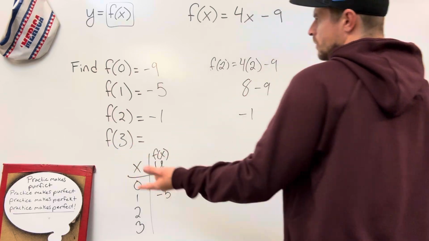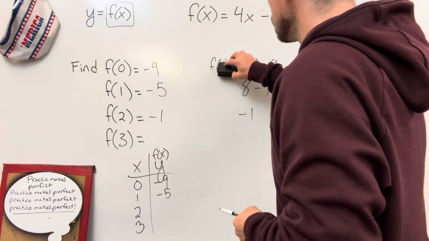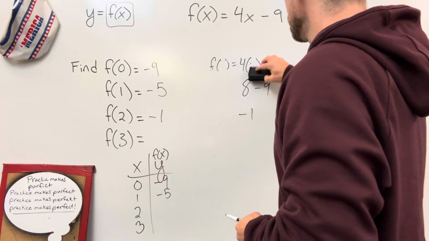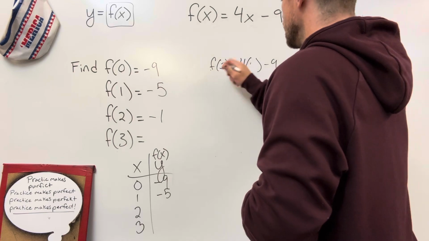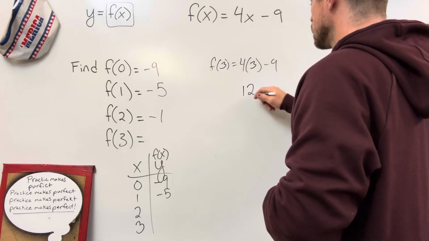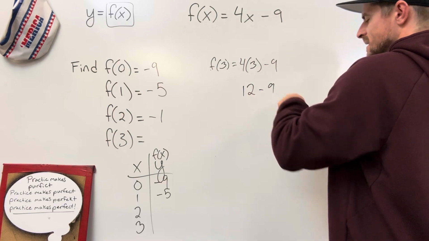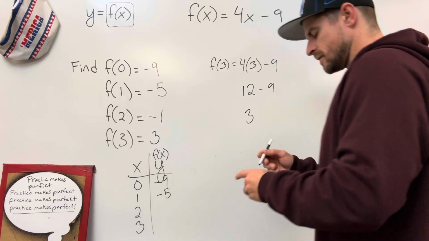And then last but not least, what's f of 3? We're going to just plug the 3 into the equation and work it out. So change the 2, the other 2, you can erase that because it's all going to change. X is now 3. This is our last and final one. 4 times 3 is 12. 12 minus 9 is going to give me 3. So f of 3 is 3. We got ourselves a match there.